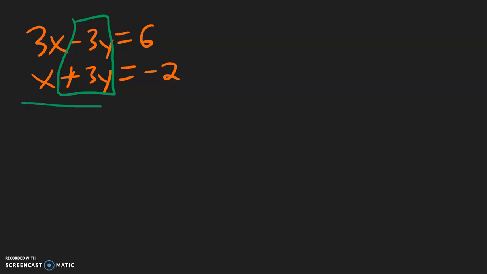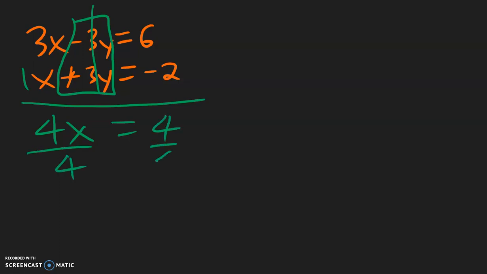So go ahead and add the whole equation. So the y's are gone. For the x, we have 3 plus 1, which is going to be 4x. And here we have 6 minus 2, which is going to be 4. Now divide by 4 on both sides. And we get x is equal to 1.